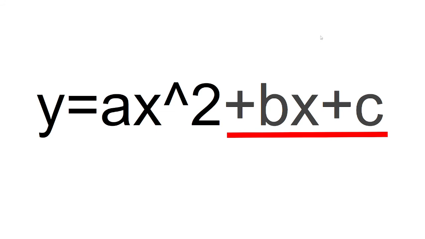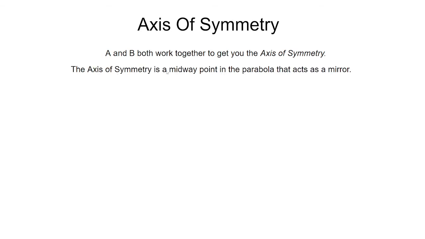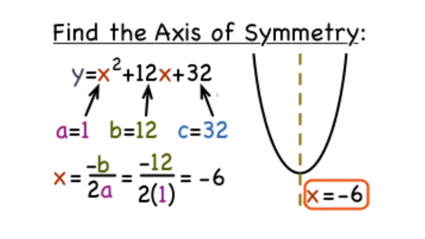Now that we got that covered, let's review for just a little bit. We've covered this, and this is the y placement. But you may be wondering, what would this be? Well, the b of x actually helps with the axis of symmetry. A and b both work together, a being before x squared and b what we're covering now, to get you the axis of symmetry. The axis of symmetry is a midway point in the parabola that acts as a mirror. As you can see here, this is the axis of symmetry. It lands right in the middle of the parabola.